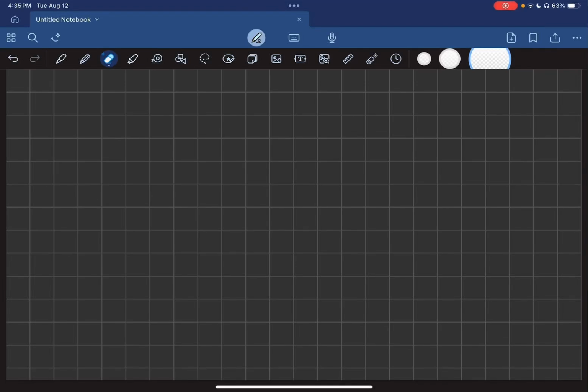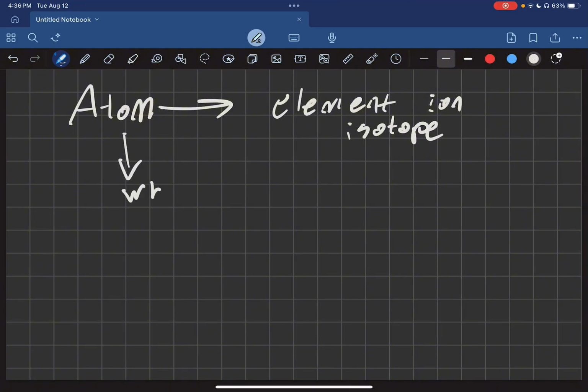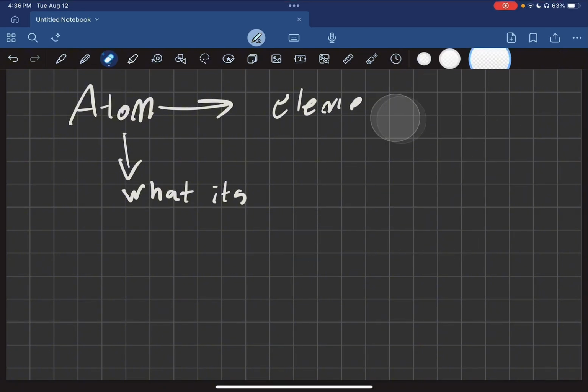In this video, we're going to be going over the base on which all of chemistry is built, and that is the atom. We're going to be breaking down the atom into its various sub-classifications: the element, the ion, the isotope, as well as its subparts, what it's made of. And then we're going to move into some standard notation that you'll see throughout your chemistry course. So hopefully by the end of this, you'll have a better feel for all of those things as you move into chemistry.